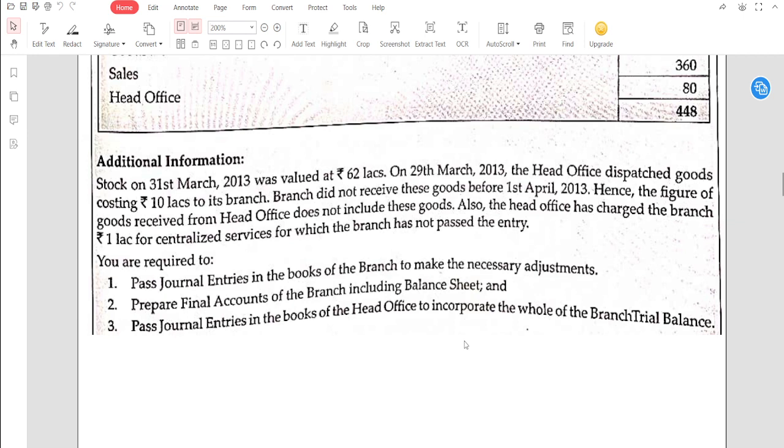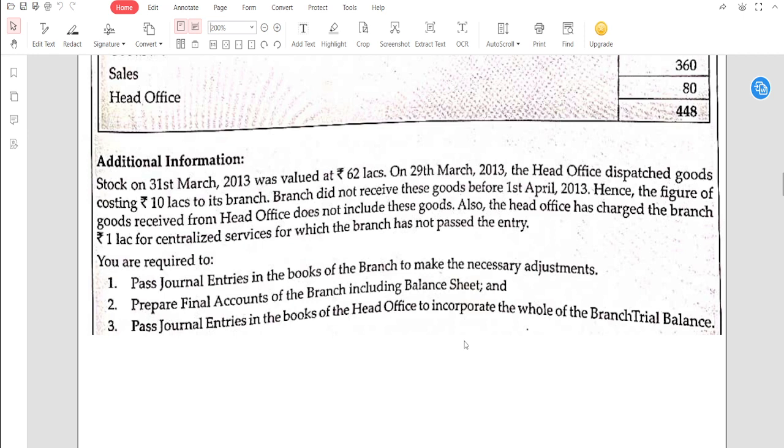See Sonal, what will be the journal in the books of the branch? Now discuss here. If HO sends the goods and you are the branch, you are still going to receive the goods in transit. So for you, you are receiving the goods, so goods in transit should be debited, correct? And for you, who is transferring the goods? HO. So HO becomes your creditor when you receive the goods, or it has sent the goods. So you can treat HO as a creditor, or else you can say HO is the sender or giver of the goods.